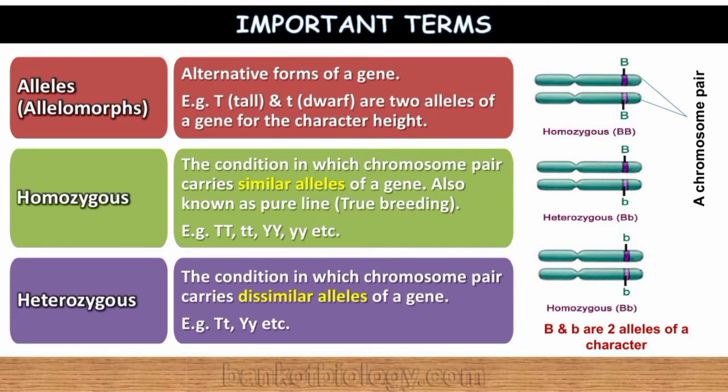Next is homozygous, the condition in which a chromosome pair carries similar alleles of a gene. If they are similar, means tall to tall or small to small, they will be called homozygous or true breeding alleles. Whereas heterozygous, the condition in which a chromosome pair contains dissimilar alleles of a gene. For example, tall and dwarf, long and short, blue and black. These will be called heterozygous alleles.